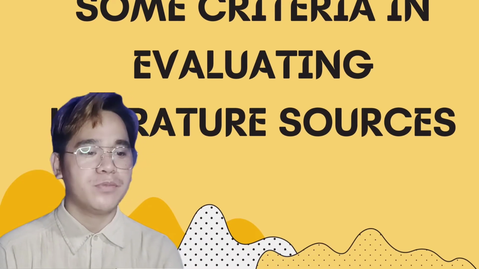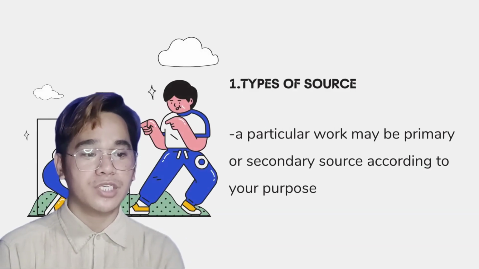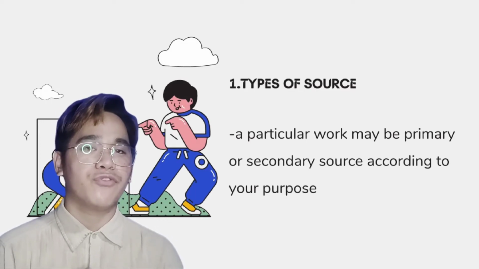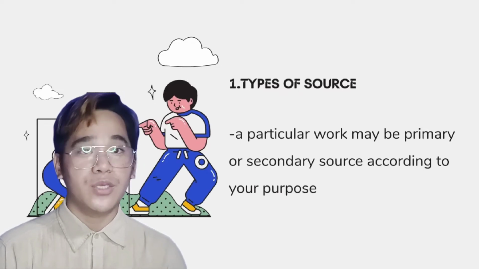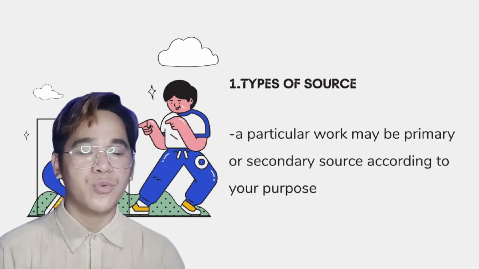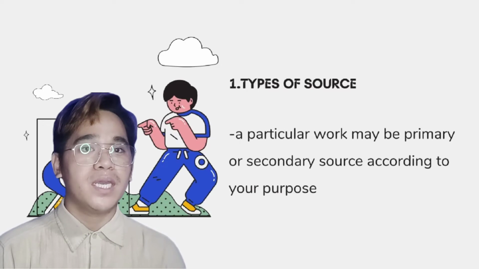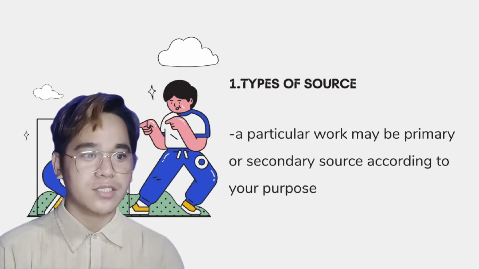Number 1, type of source. A particular work may be a primary or secondary source according to your purpose. So, it is very important for you to know what type of source you are looking for, what type of research you are trying to explore, so that you will know which of the two sources will be helpful to our research and to us as well.